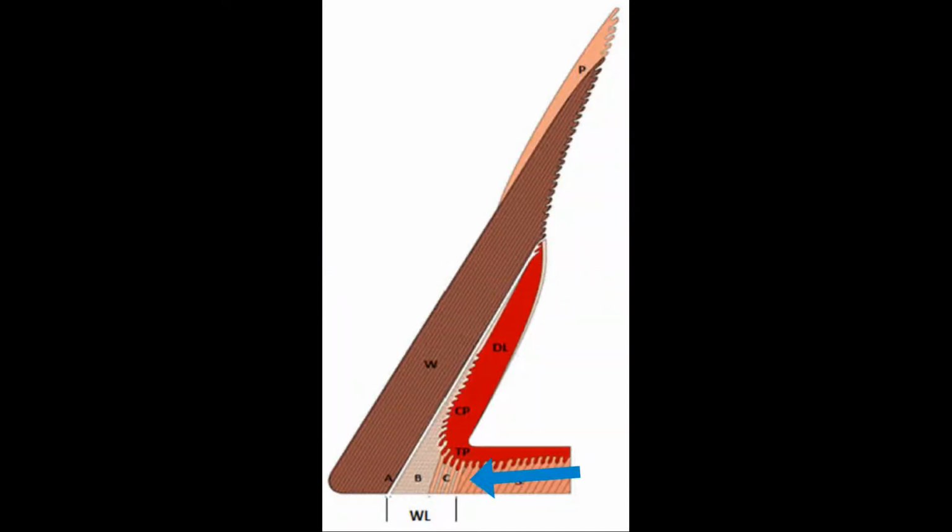The exact nature of the cause of white line lesions is unclear. What is known is that the white line is made up of three different types of horn, and white line horn is weaker than the wall or sole horn.